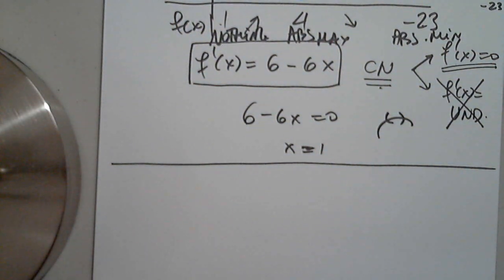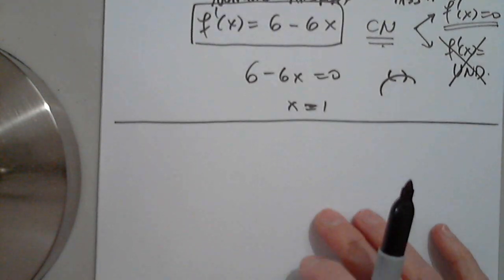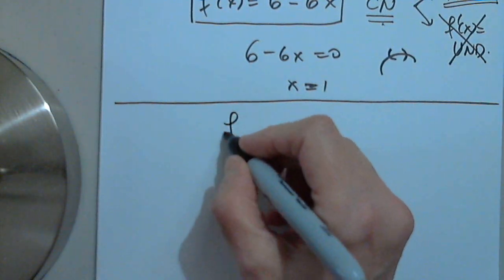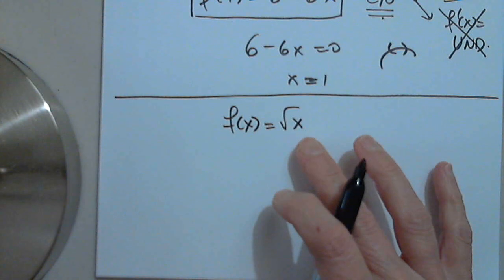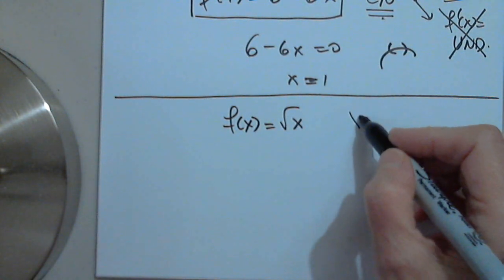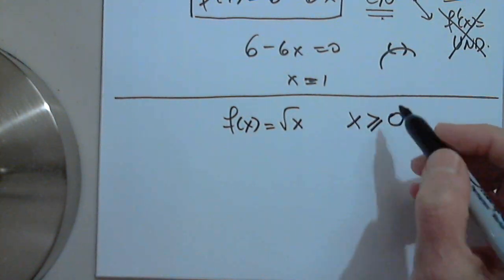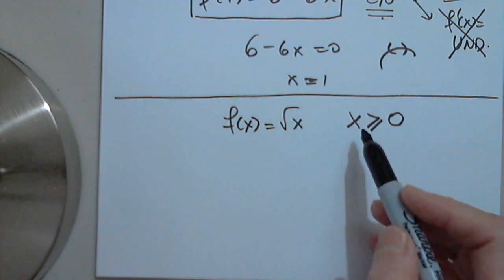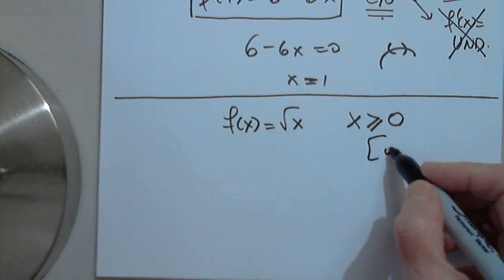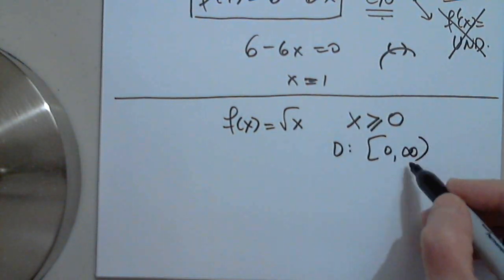Can I see a quick example of when it's undefined? Yes. So is it just where it is below 0? No. For example, perfect question. If I have f of x equals the square root of x, this function has to have this domain. The quantity under the square root has to be greater than or equal to 0. So the domain of this function is 0 to infinity.